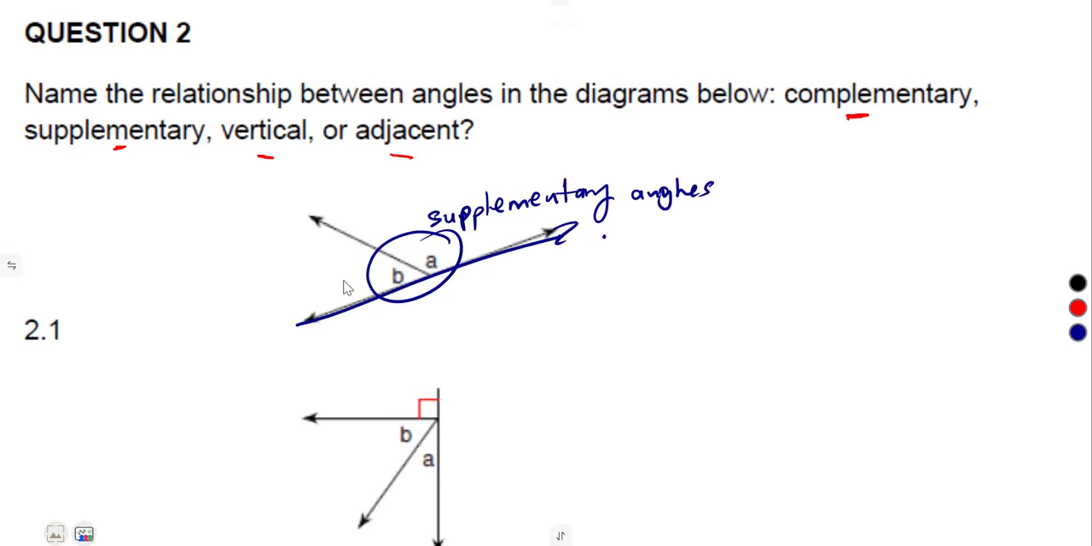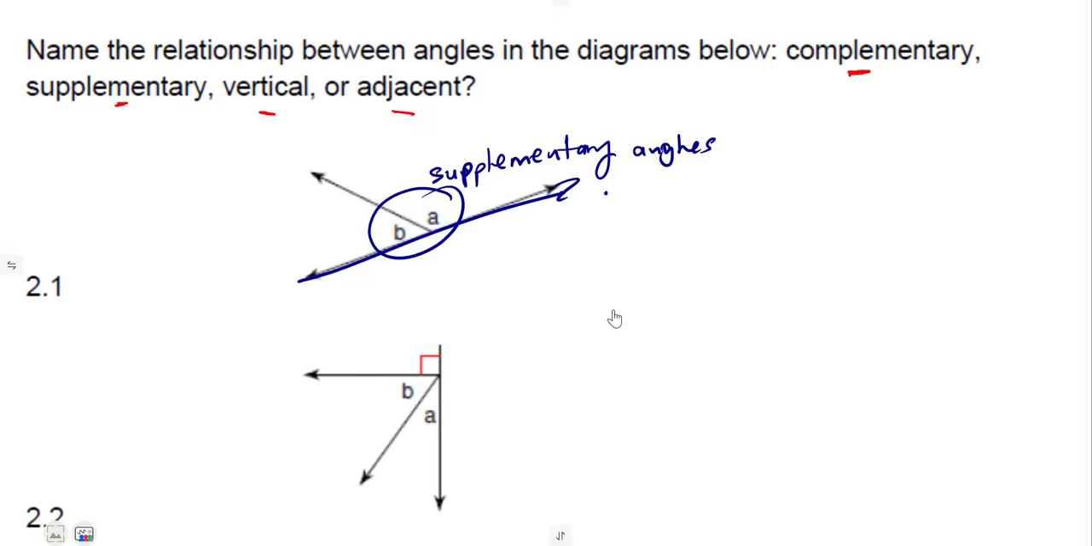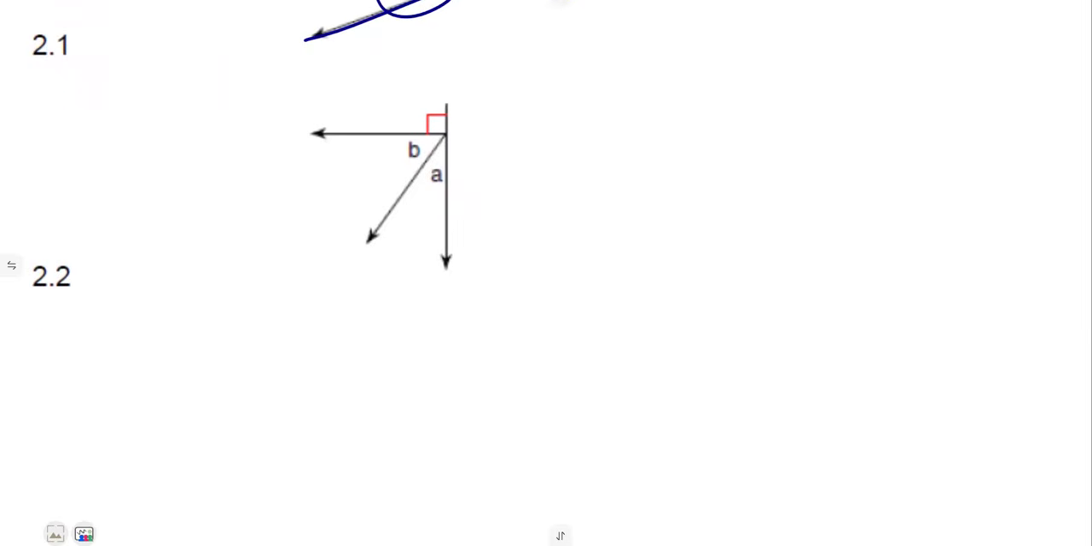Also, these angles, they are adjacent to each other. So we could have even used adjacent, two angles which are sitting next to each other. So we can also use that one. But the special case was because of a straight line. All right. Then 2.2, we have got a right angle that is indicated here in red, this one. So that's a 90 degree that we are given there.